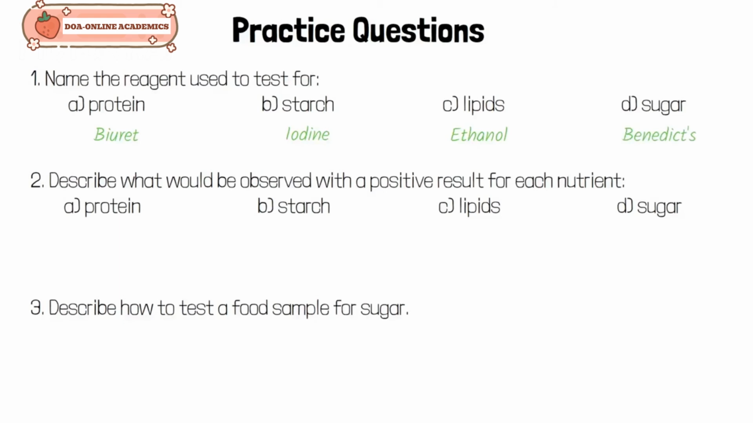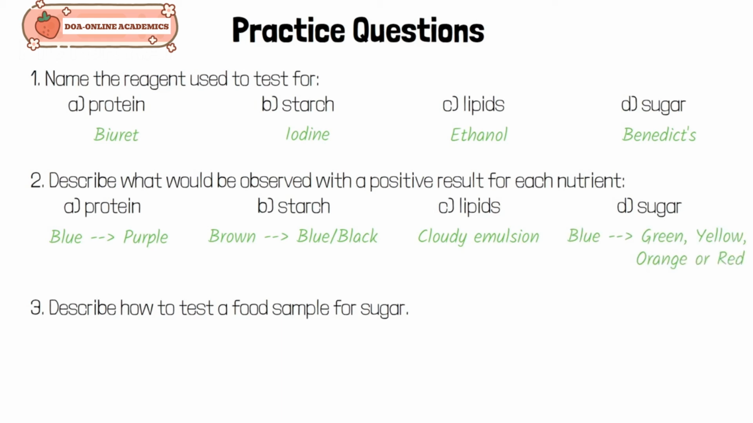A positive test for protein would be a color change from blue to purple. For starch it would be a color change from brown to blue or black. For lipids, we see a cloudy emulsion forming. And for sugars, we see a color change from blue to green, orange or red, depending on the amount of sugar present in the sample.